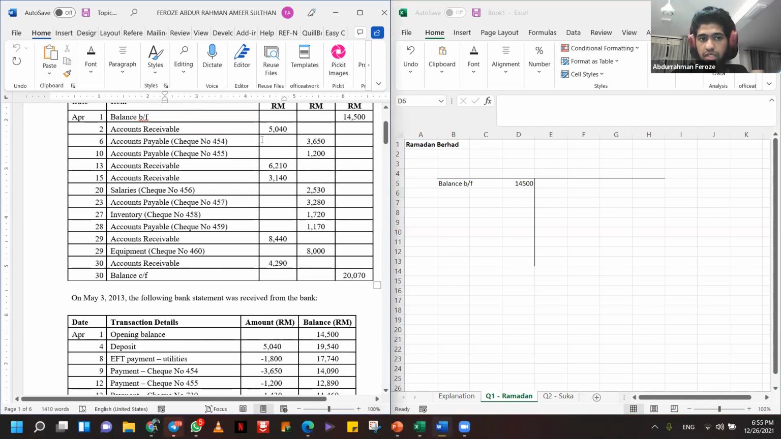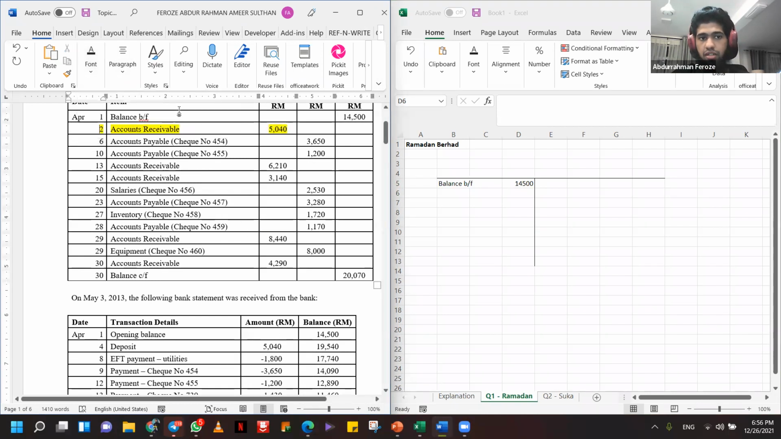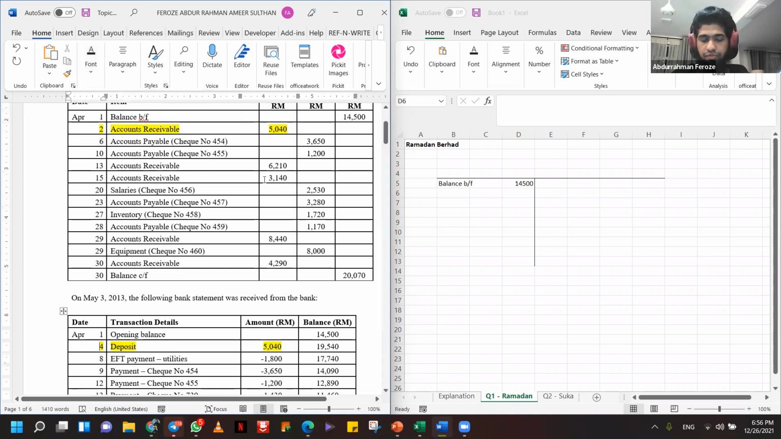So this account receivable 5,040, it's there in the cash book, and it's there in the bank statement, which is this one, right? So we can highlight that, right?